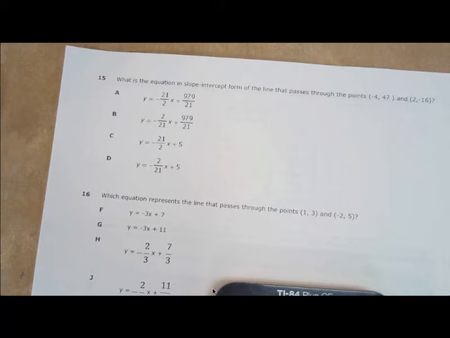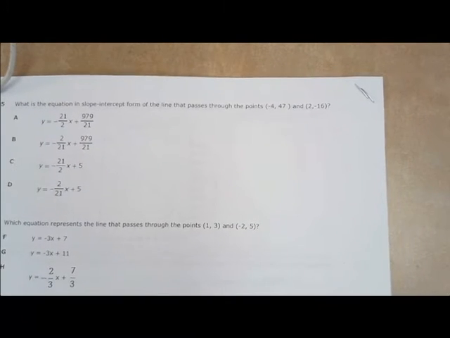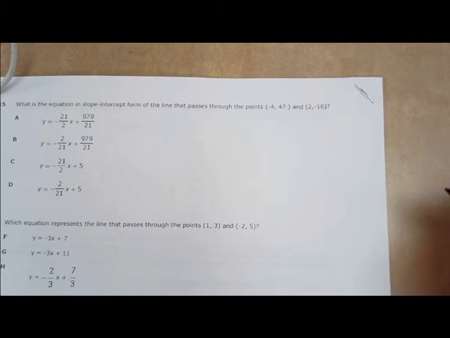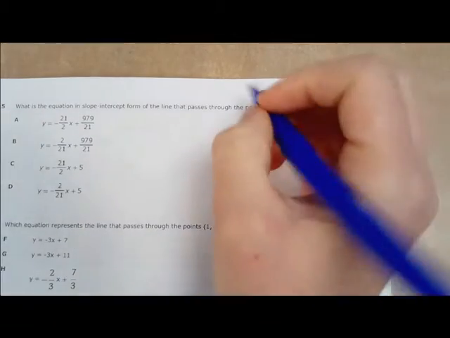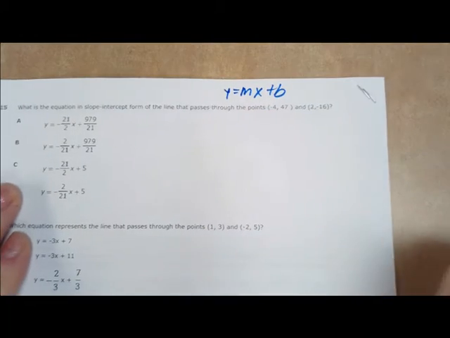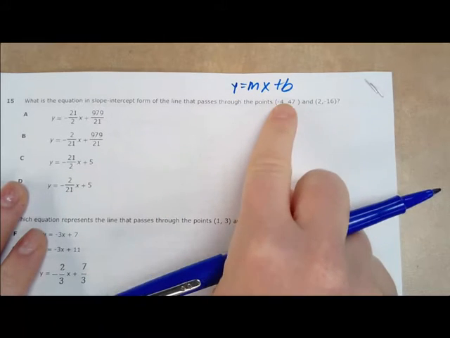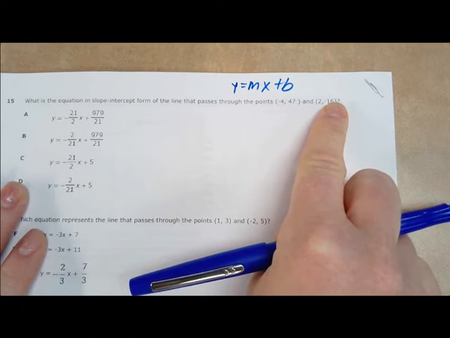Let's look at the last two on your review because I know this was giving some of y'all problems. So it says, what is the equation in slope-intercept form of the line that passes through those points? So remember we have y equals mx plus b as our slope-intercept form. So we want the line to go through these 2 points.